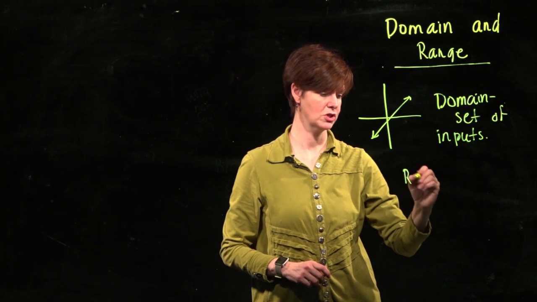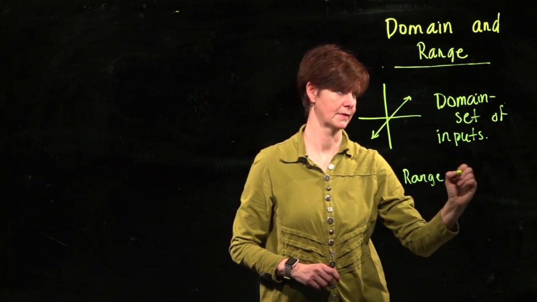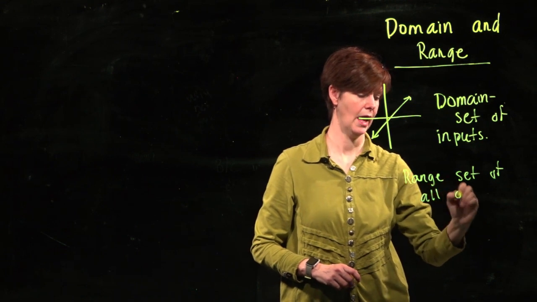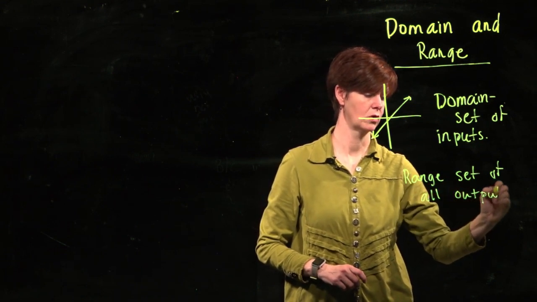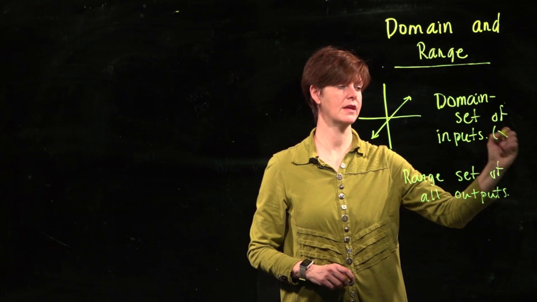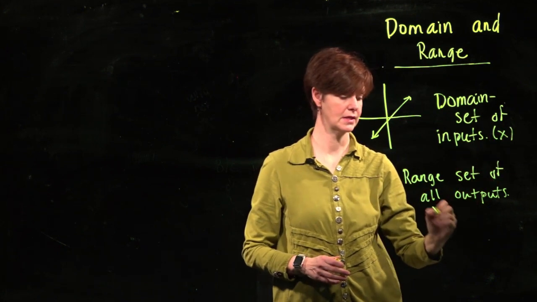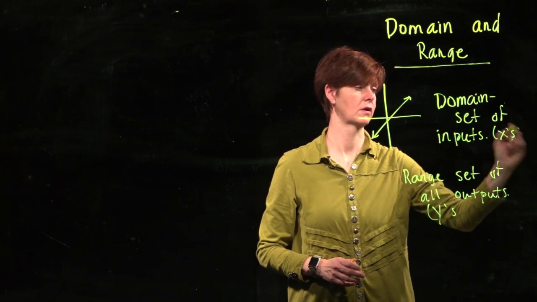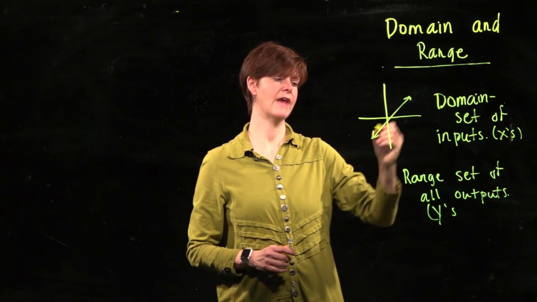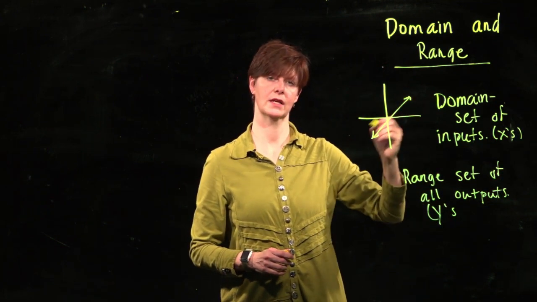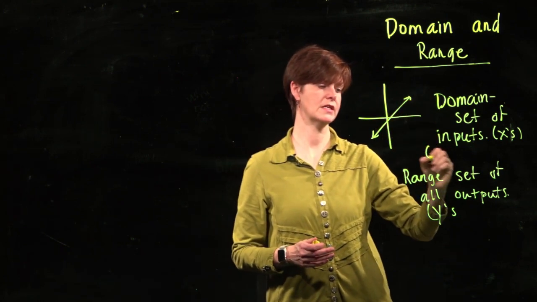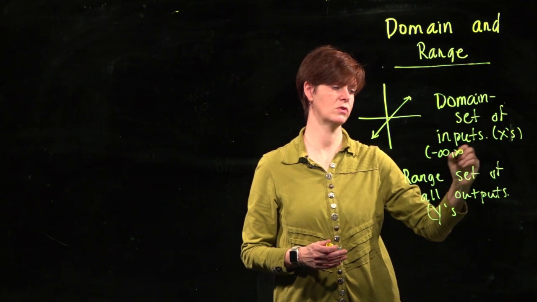Okay, range, set of all outputs. Well, roughly, we can think of this as the set of all x's, and this one as the set of all y's. Well, what x values do we pick up on this line? Every single one of them. So this one's easy. This one is negative infinity to infinity.